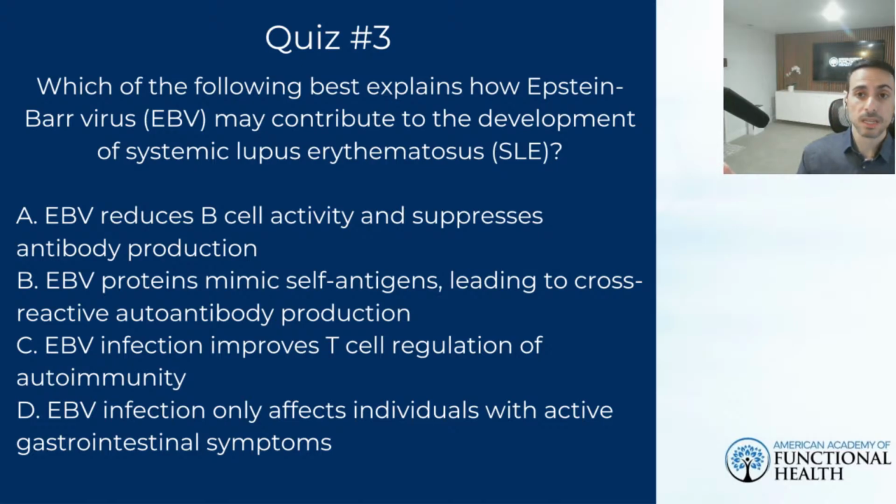So which one do you think is the best explanation for how Epstein-Barr virus may contribute to the development of lupus? You can put it in the chat. We're monitoring our chat. Want to see which one of you gets the answer correct. So share it in the chat. I'll give you a few seconds to think about it. And then the answer is B, Epstein-Barr virus proteins mimic self-antigens, leading to cross-reactive autoantibody production.